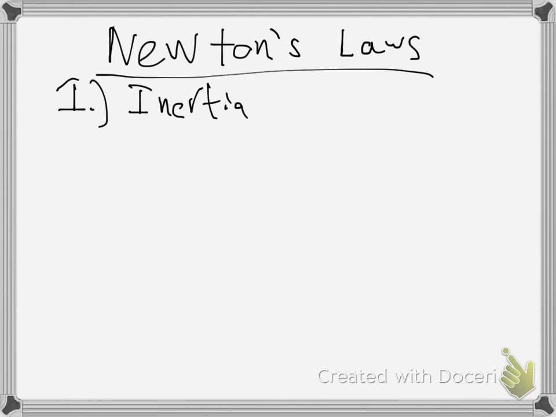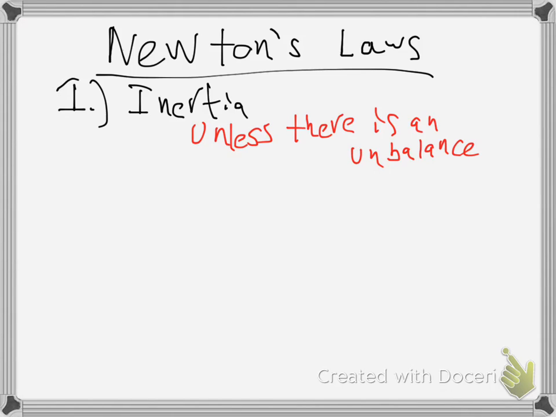So Newton's first law says that an object at rest will remain at rest. An object in motion will remain in motion at a constant speed in a straight line, unless there is an unbalanced force, and that is the most important part of the law. So unbalanced force, what does that mean?